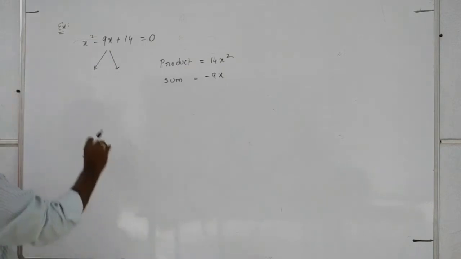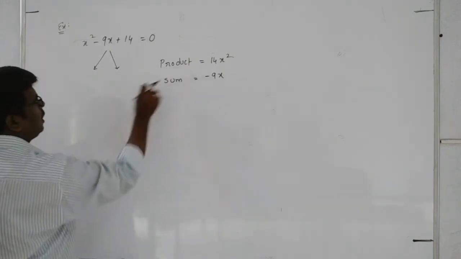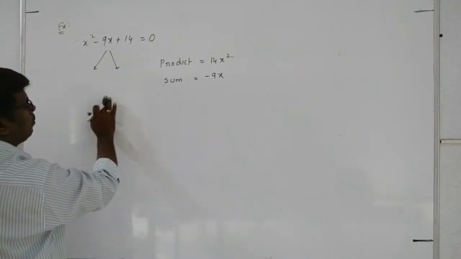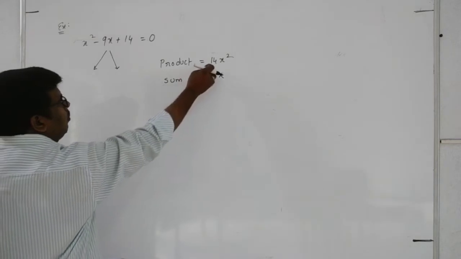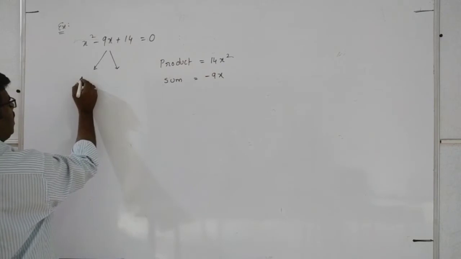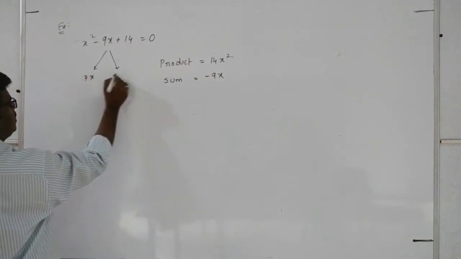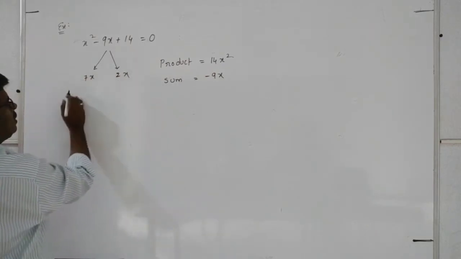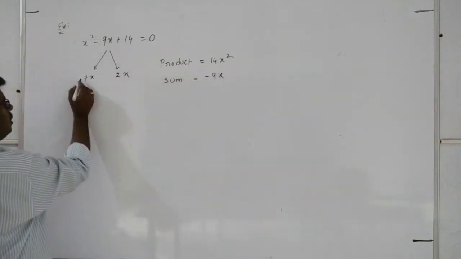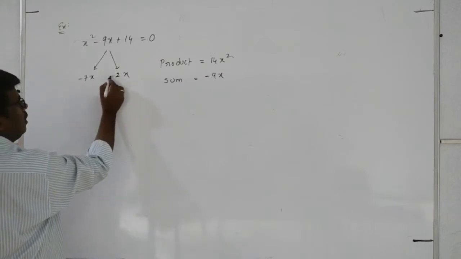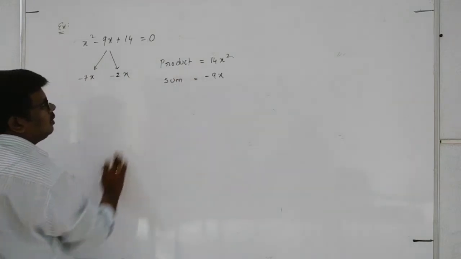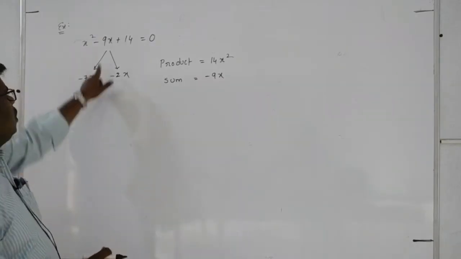You have to see. If you observe, 14 in the sense 7 twos are 14. Even if you take one positive and another negative, you will get minus. That's why both negative, you will get plus. That's why I am taking 7x and 2x. What signs do you have to keep? If you multiply both, you have to get positive plus 14x square, so both should have negative signs only. Why? Because if you add these two, you will get minus 9x, and if you multiply these two, you will get 14x square. Like that, you need to split it.